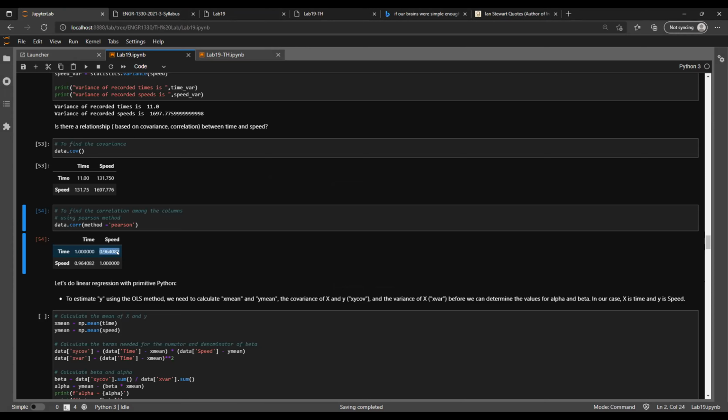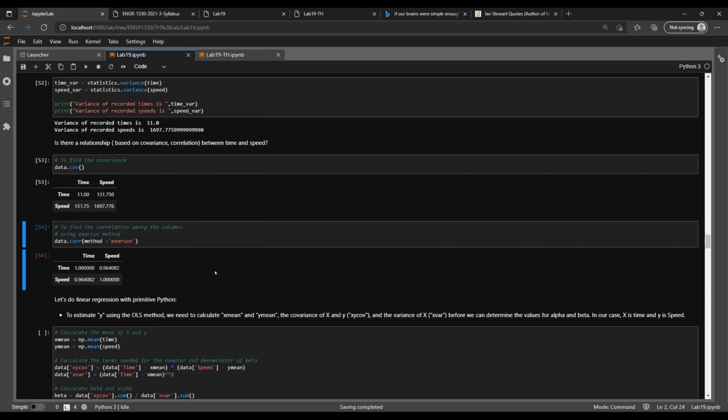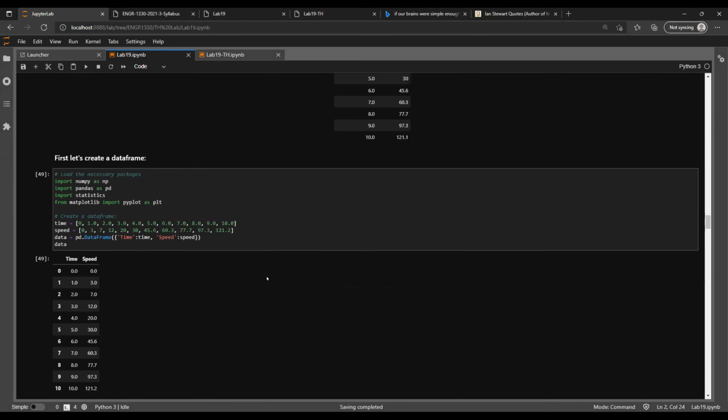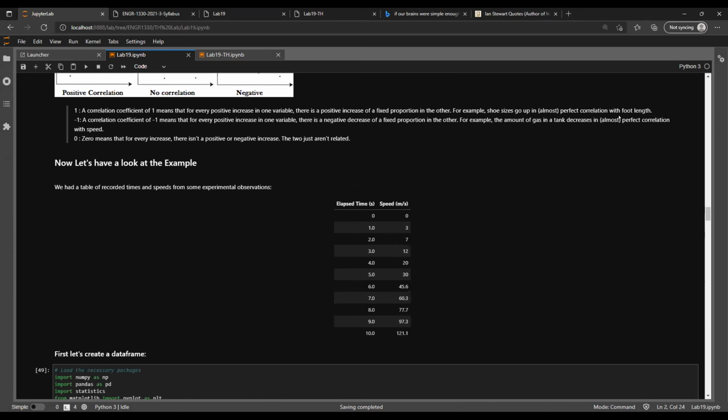Is it perfectly negatively correlated? It's like two adjectives on one noun. Very high positive correlation. Yep, I like that. A 0.96 is only what, 0.036 off from just a pure straight line. But this is kind of what we were talking about before with the gas and the tank and the speed.